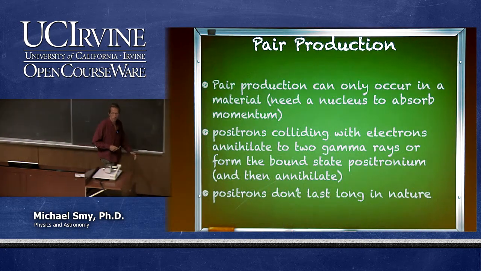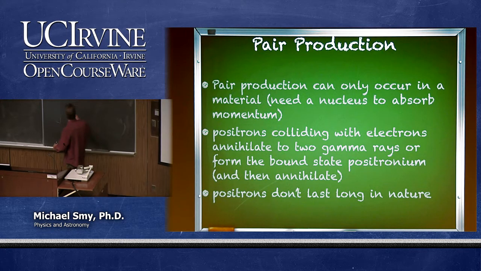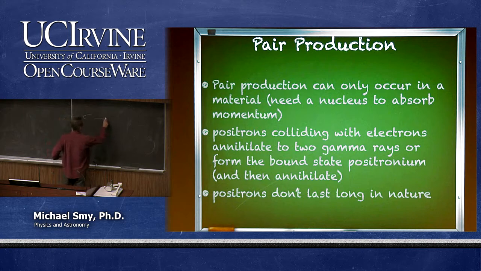The opposite of pair production is also possible. So you can have an electron and a positron colliding with each other. And when they do, two photons are emitted, and both the electron and positron are destroyed. So that is called annihilation.